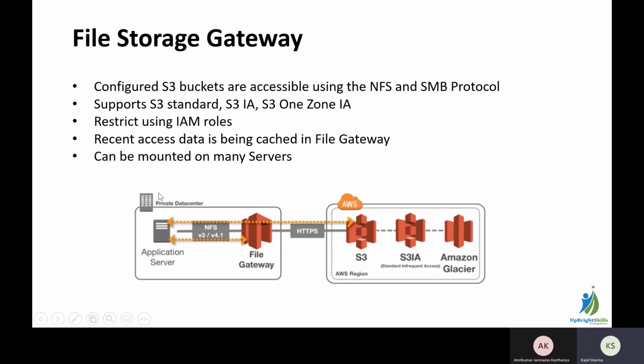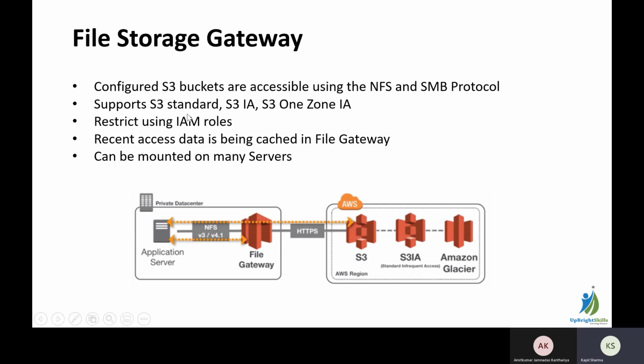Here you can see there is one application server. It connects to the file gateway, and the file gateway communicates over an HTTPS endpoint to S3. So your data will be stored in S3, but when you access those documents or data from your local on-premises application server, or from any system, that communication generally happens between your system and the file gateway. The file gateway then communicates over HTTPS endpoints to S3, and from S3, if you have written some kind of rule, it will go to S3 IA, infrequent access, or move to Amazon Glacier.